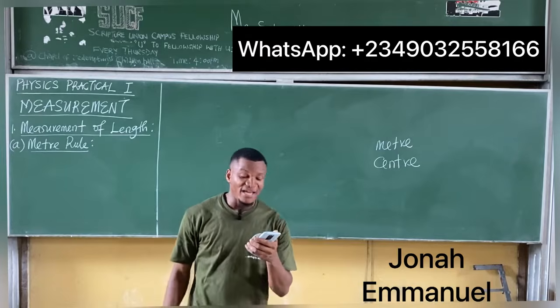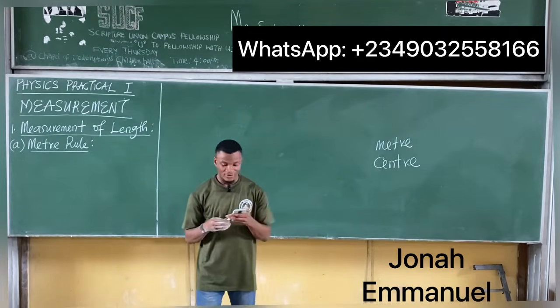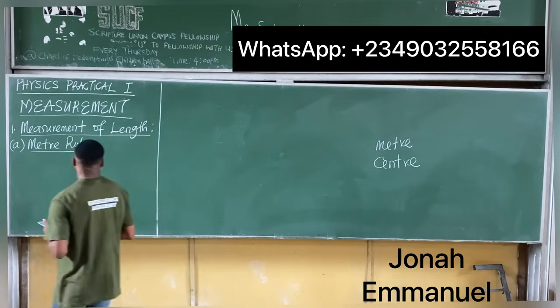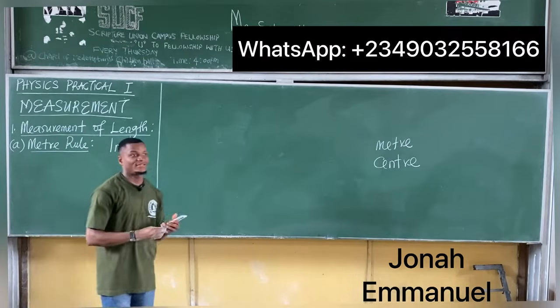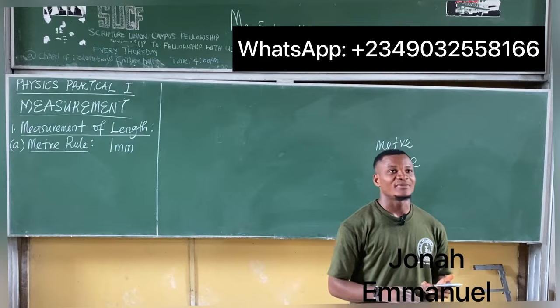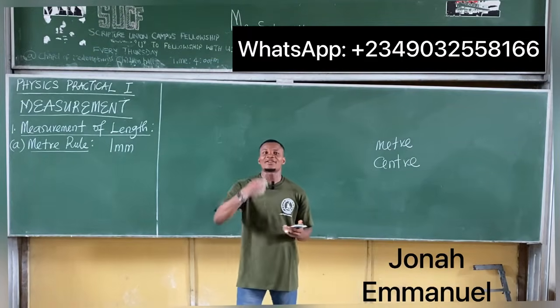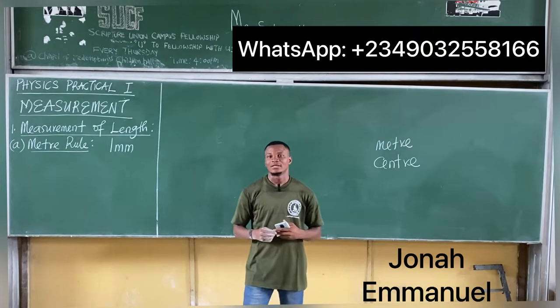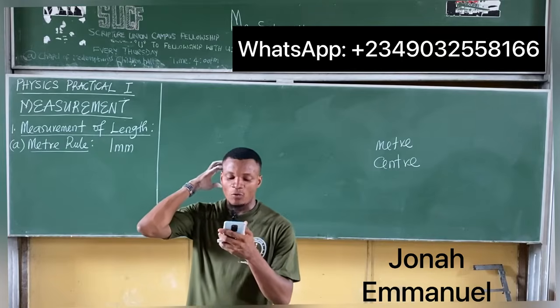A meter rule measures length upon an accuracy of 1 millimeter. Please cram this thing on the board. Very important, please. To ask this question, they say find the measuring accuracy of a meter rule. The answer is 1 millimeter, please.